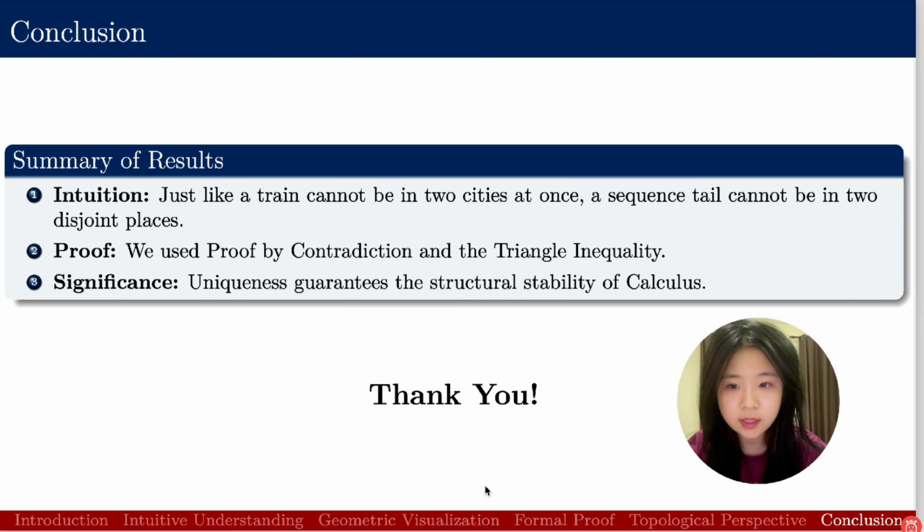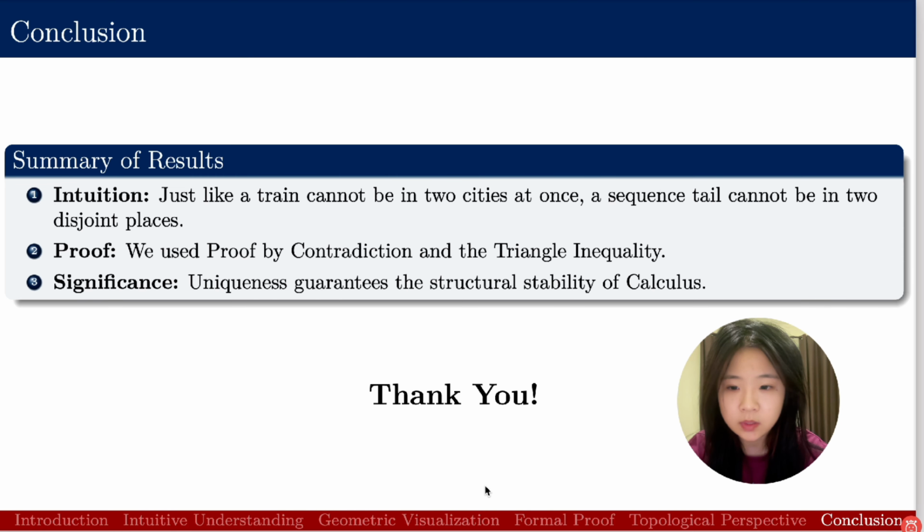To end my presentation, let's look at what we have learned today. First is intuition. Just like a train cannot be in two different cities at the same time, the end of a sequence cannot be in two separate places. Second is a formal proof. By using the triangle inequality and our protective bubbles, we proved that having two limits is impossible. It would mean a number is smaller than itself, which we know is wrong.